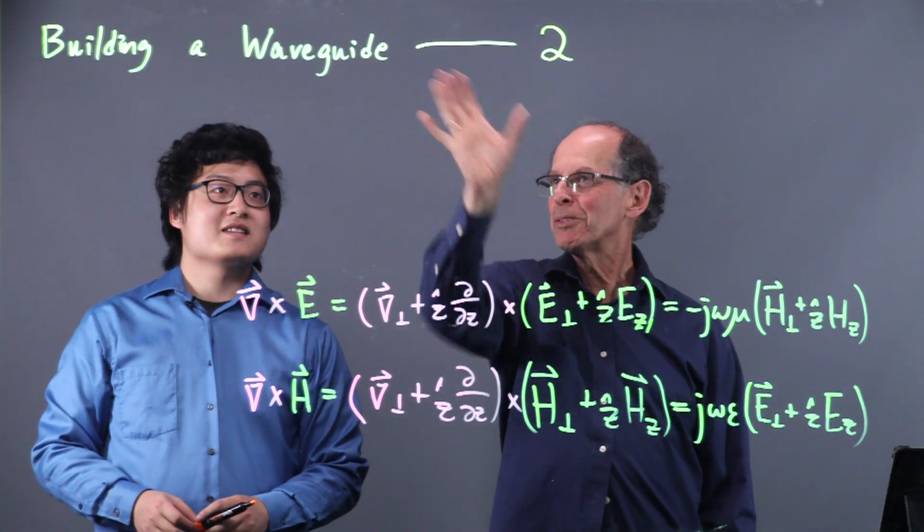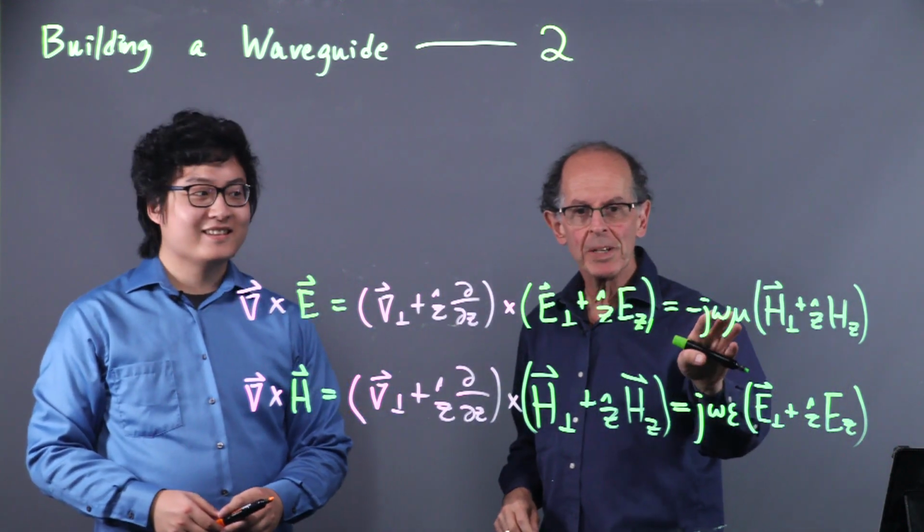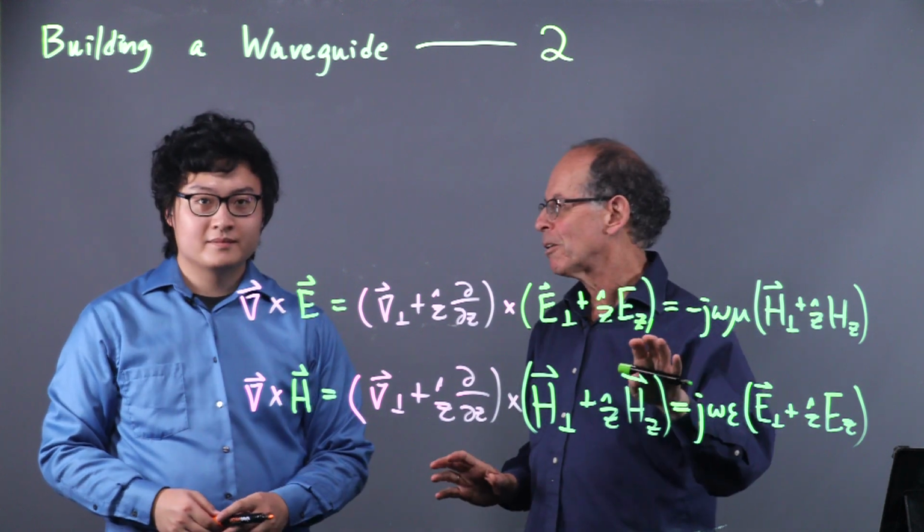Building a waveguide 2. Second part. Let's go. So now we've got these equations. Where do we go from here?